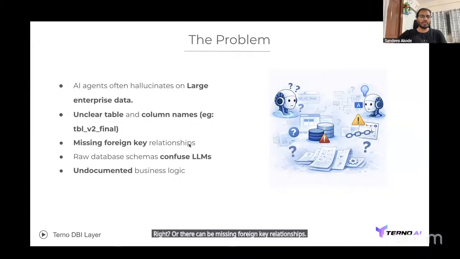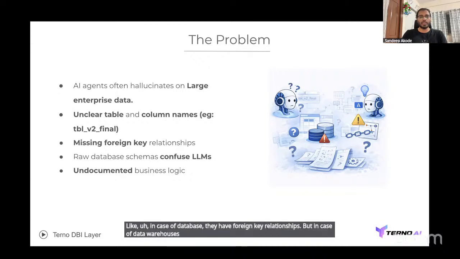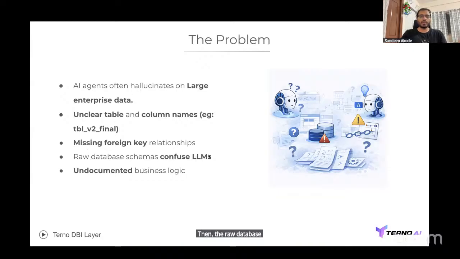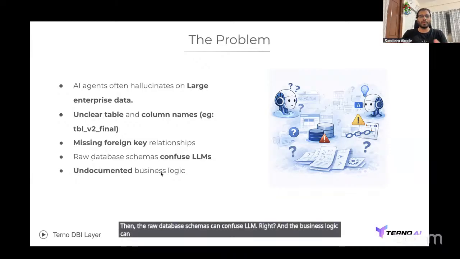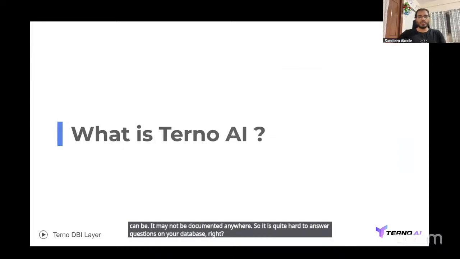In case of databases, they have foreign key relationships, but data warehouses store data in different tables instead of creating foreign key relationships, to save compute time. So in that case, they have missing foreign key relationships, and the AI agent is not able to answer questions very well. Then the raw database schemas can confuse the LLM. And the business logic may not be documented anywhere, so it is quite hard to answer questions on your database. So first we will see what is Turno AI.